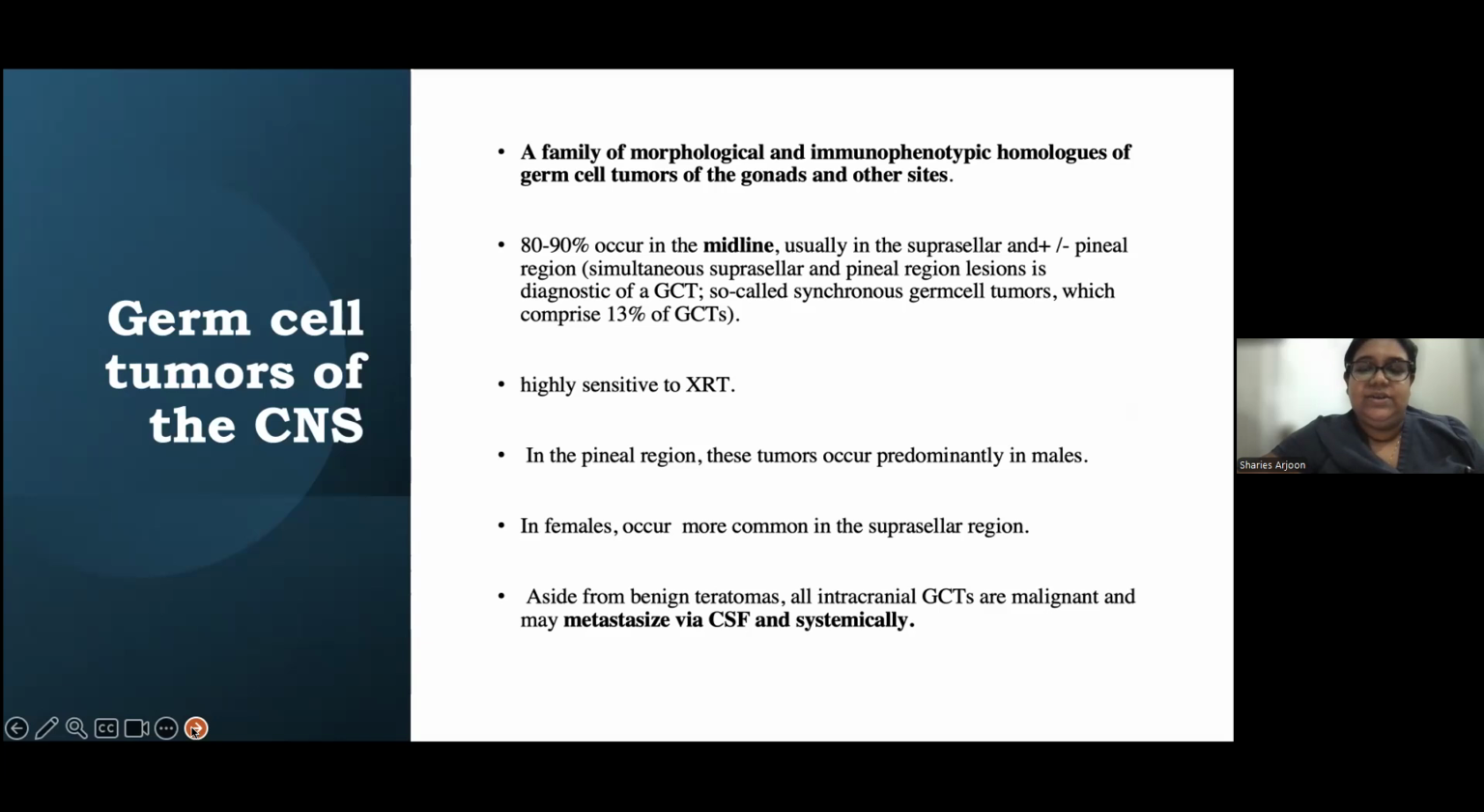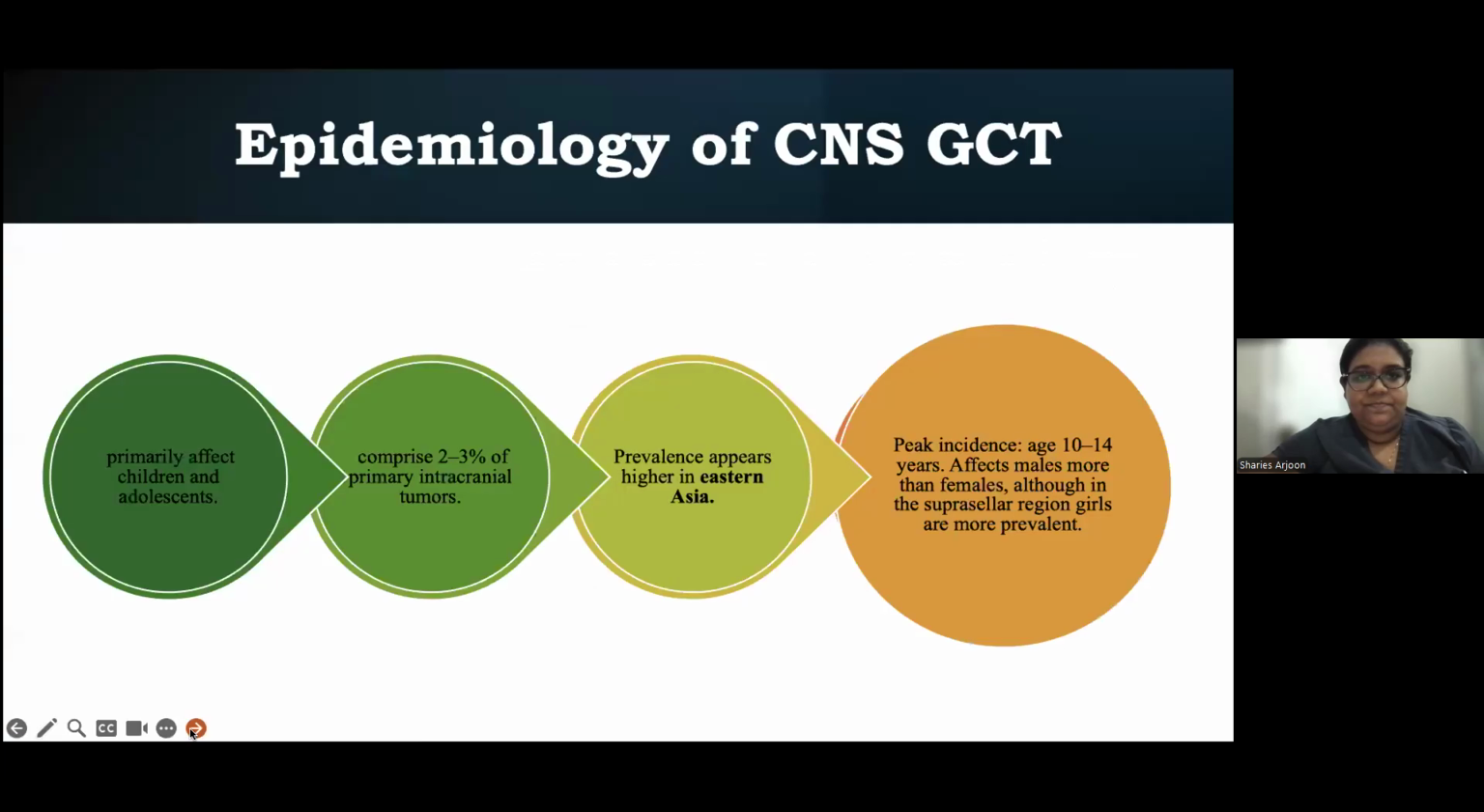These are called the synchronous germ cell tumors, which comprise 13% of all germ cell tumors. They are highly sensitive to radiation therapy, and predominantly in males, they are in the pineal region, and in females, they occur more commonly in the suprasellar region. Aside from benign teratomas, all intracranial germ cell tumors are malignant and they metastasize via CSF and systemically.